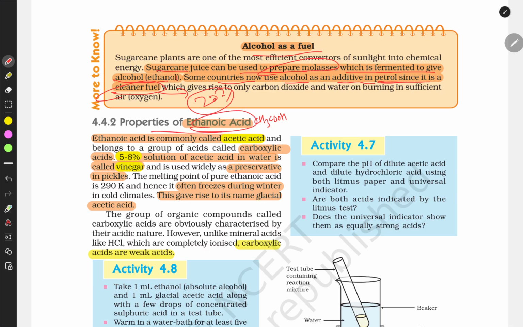Properties of ethanoic acid, CH3COOH. Ethanoic acid, commonly called acetic acid, belongs to the group of carboxylic acids. A 5 to 8% solution of acetic acid is called vinegar, and it is used as a preservative in pickles. Vinegar is also used in chow mein. Ethanoic acid often freezes during the winter in cold climates. This gives rise to the name glacial acetic acid.